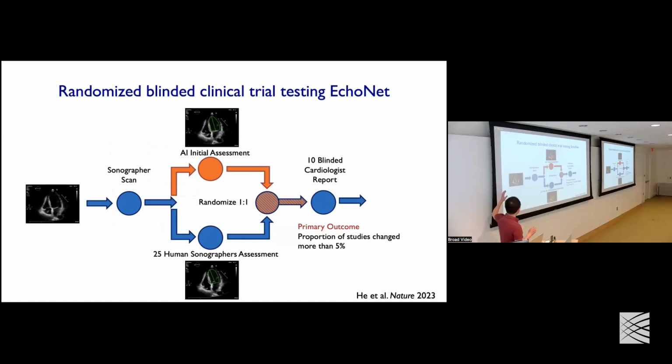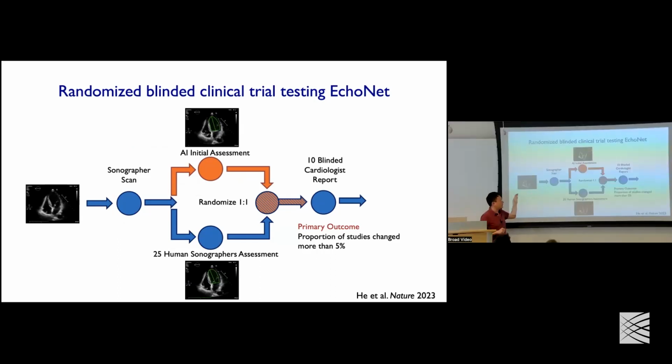So the idea is that you have these videos being collected, and then we have two arms. In the first arm, the videos would be triaged to the AI, where the AI would do the assessment, the tracing and the segmentations. In the second arm, the videos would be randomly triaged into the standard clinical workflow, where the human clinician, called a sonographer, will do the tracing and the segmentations. So the AI algorithm will be integrated into this clinical workflow.